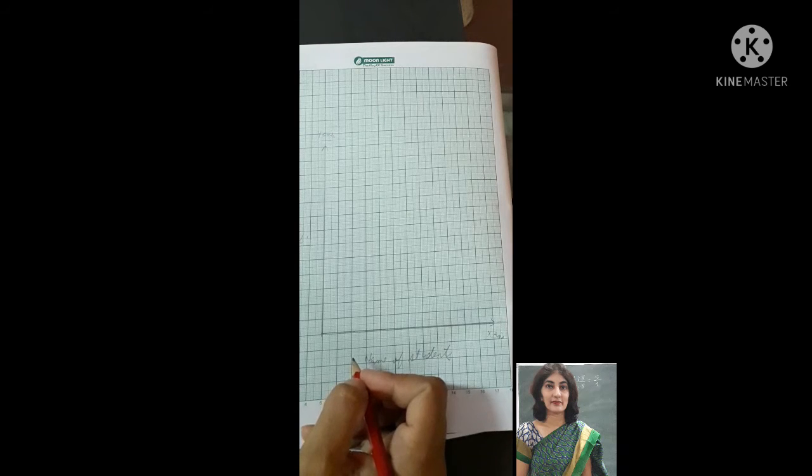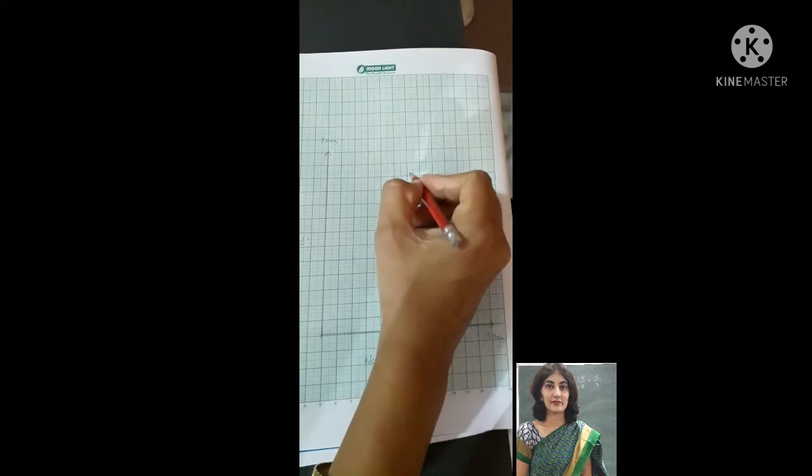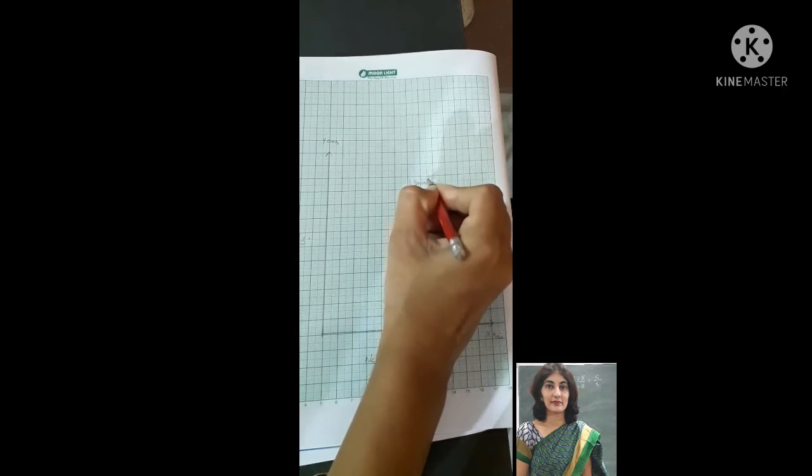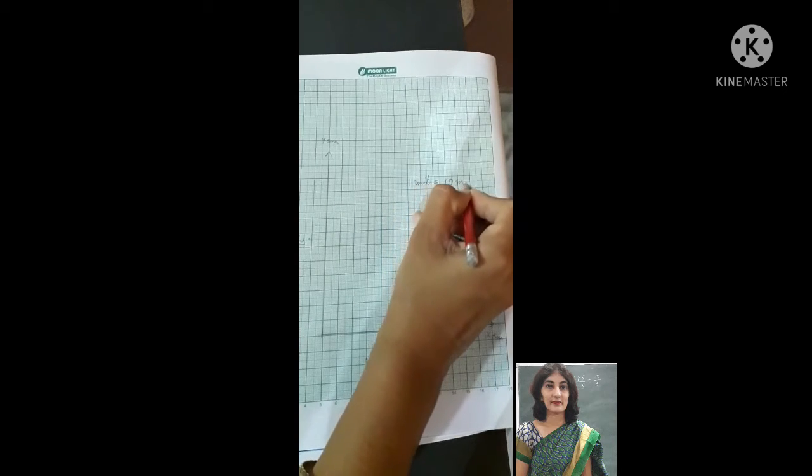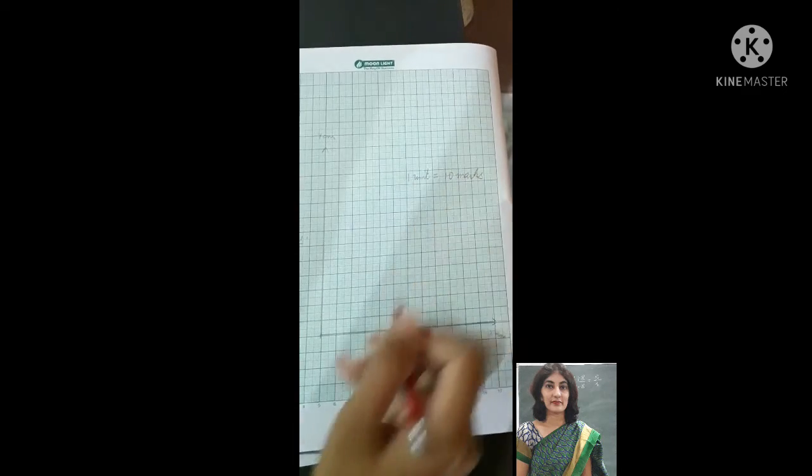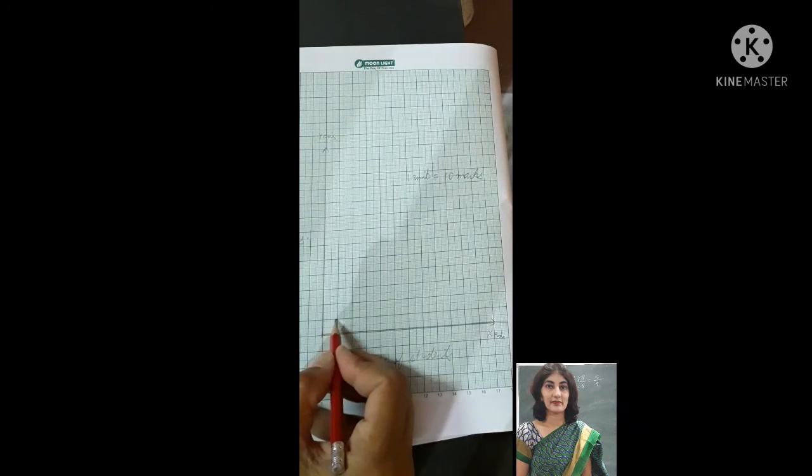So it's your choice what scale you want to choose. You can choose 1 unit equals 5 marks or 1 unit equals 10 marks. I am taking 1 unit equals 10 marks. It means this one small box is representing 10. So the first line is representing 1, the second line is representing 2, the third line is representing 3, and so on.